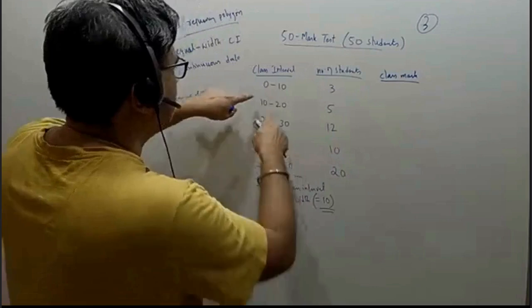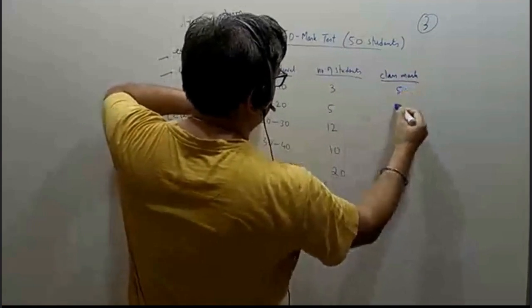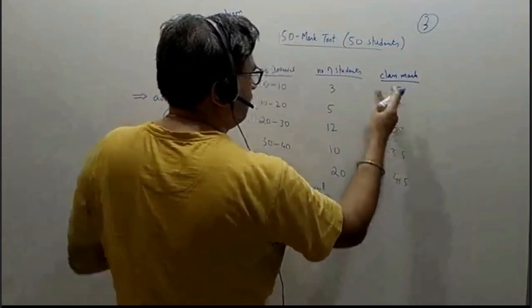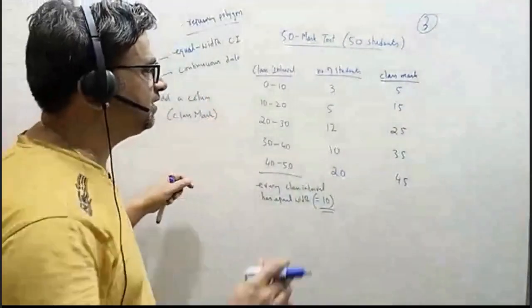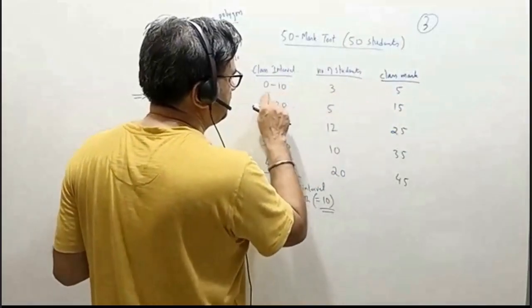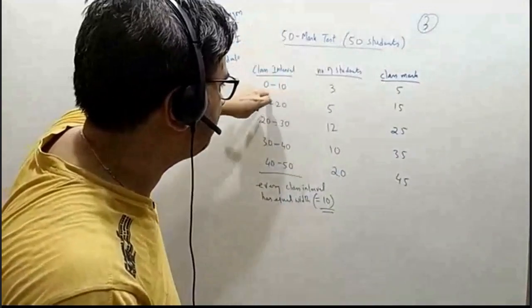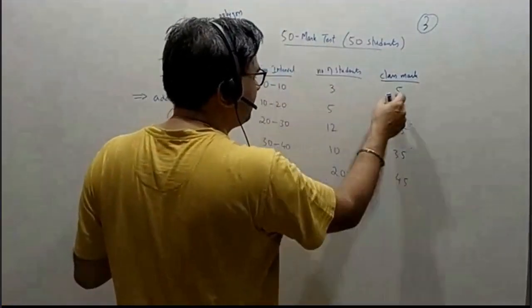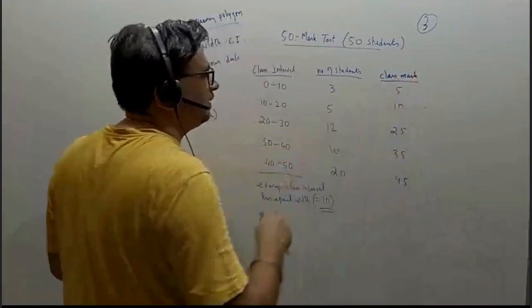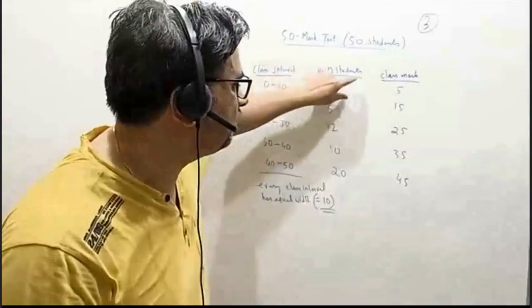What will be the class mark, folks? It is the average of these two. 0 plus 10 by 2, 5. 10 plus 20, this will be 15. 25, 35, 45. Now, no one is going to ask you what this data is, but just get this right. How to interpret: there are 3 students in the 0 to 10 range. Somebody might have scored 1, somebody might have scored 9, somebody could have scored 3, somebody could have scored 4. So anything from 0 to 10, right? So instead of these, we are taking the average. So we are assuming that every person is scoring 5. That's what this means. Class mark is like averaging out that particular class interval.